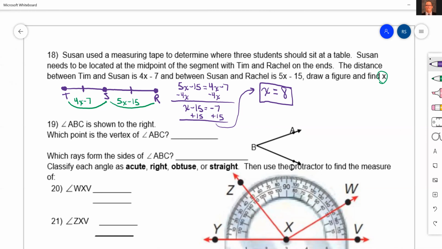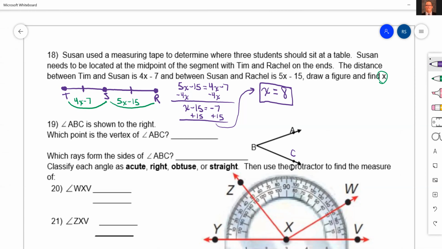So that was a little deal with line segments here. Now let's talk about angles. We covered quite a bit of line segments. Let's look at angles now. Okay, it says angle ABC. Can't really see it, but this point down here is a C. Angle ABC is shown to the right. What is the vertex? Which point is the vertex?